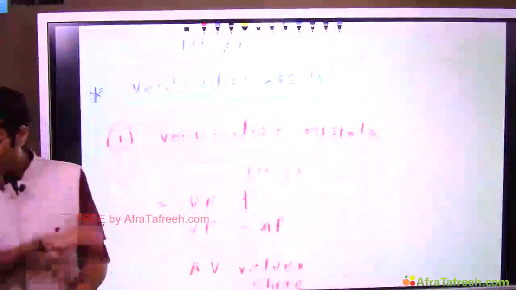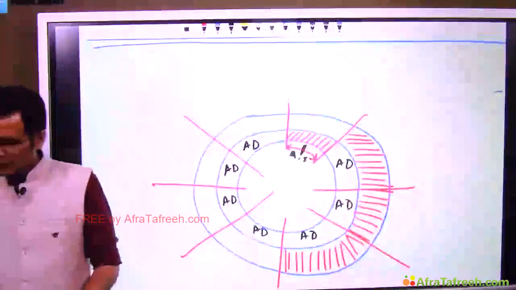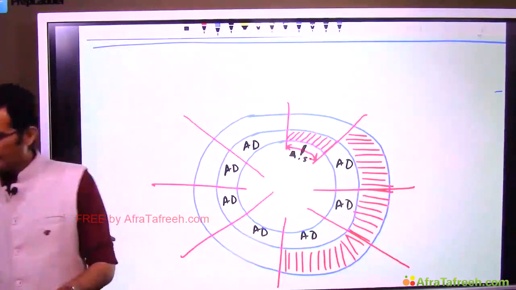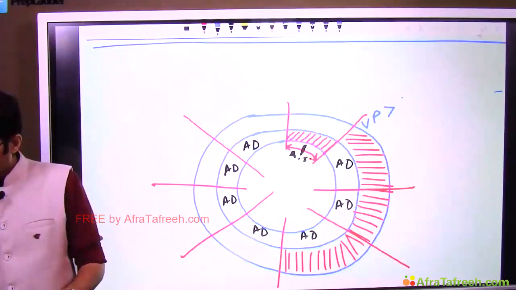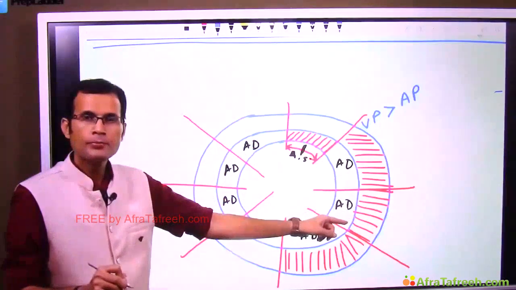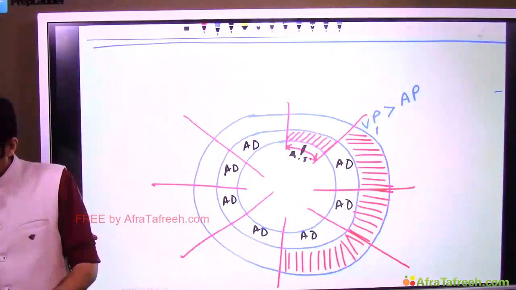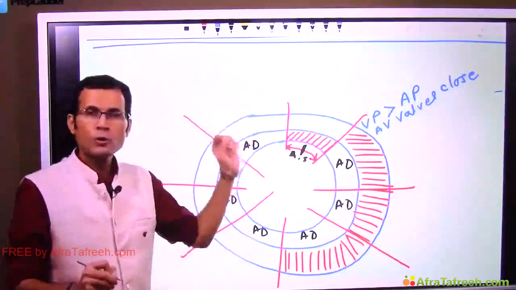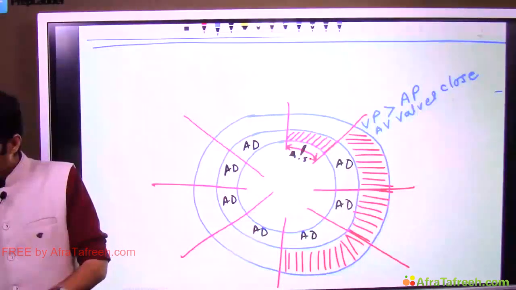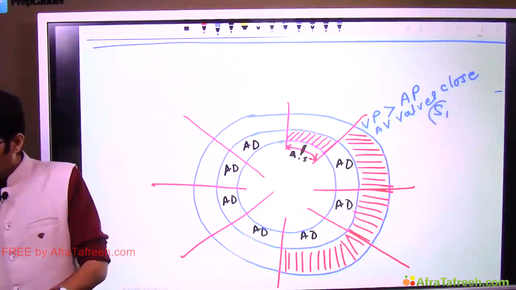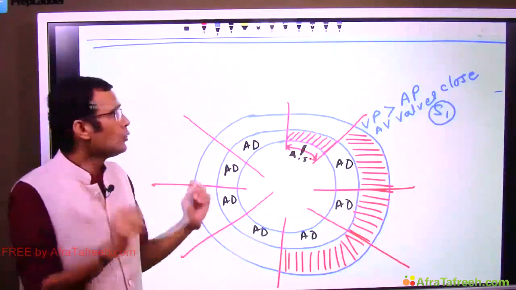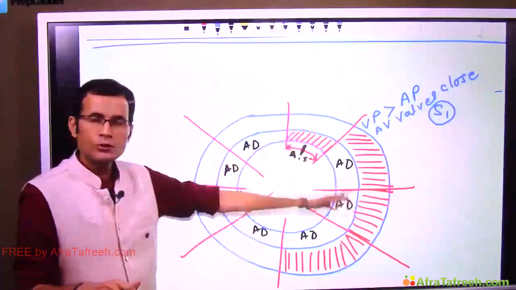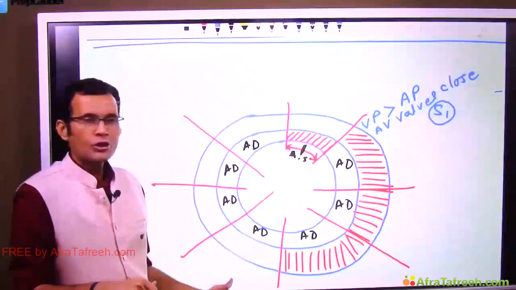Right. Now let's write down these events. At the onset of ventricular systole, as we saw just now, the first thing that happens is ventricular pressure becomes more than the atrial pressure, and then AV valves therefore close. This closure of the AV valves will produce first heart sound, S1. So we know two things about the first heart sound: it is produced at the onset of ventricular systole, and it is produced by the closure of the AV valves.